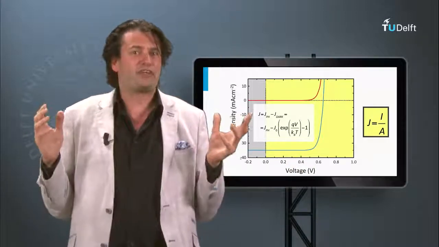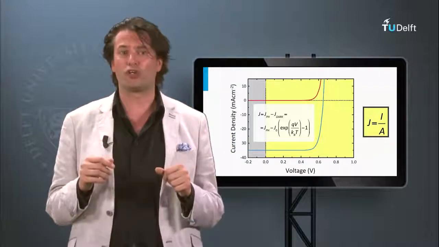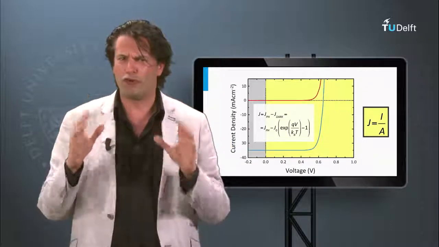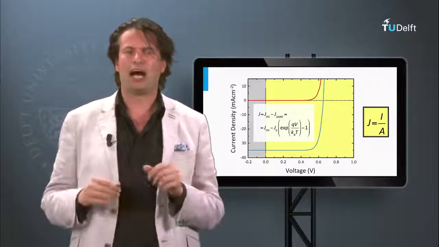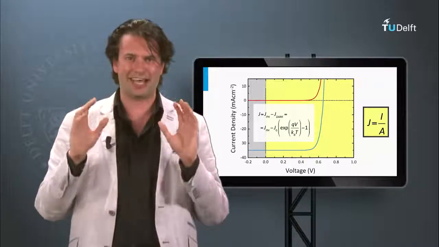How does this JV curve relate to the performance of a solar cell? Or in other words, the conversion efficiency of light energy into electrical power? I will answer this question in the next block.